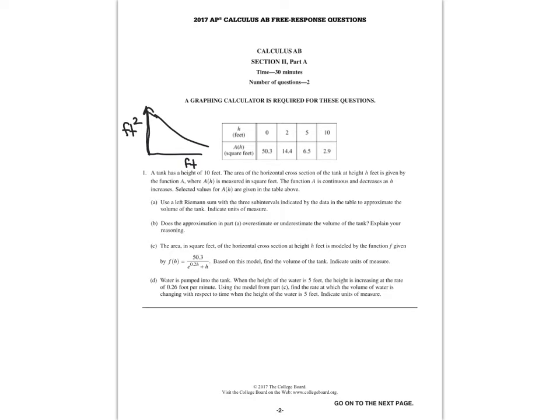So you're going to have one rectangle from 0 to 2, another rectangle from 2 to 5, another rectangle from 5 to 10. So they are not equal in the length of each base. And then when you're using left Riemann sums, remember you're going from the left. So you're going to use your height of 50.3 for your starting rectangle, okay? And then your next one will be a height of 14.4 for your next rectangle. And then your third rectangle will be a height of 6.5, okay? So that'll be your 3 that you'll set up.